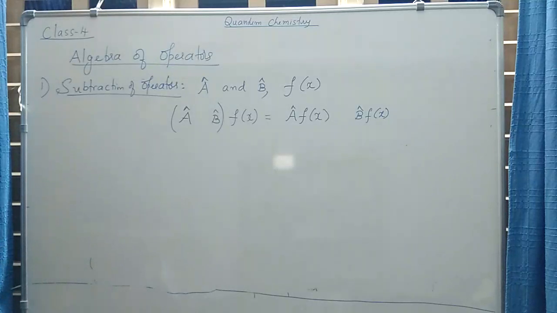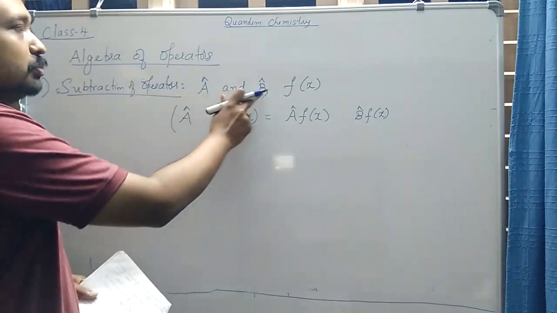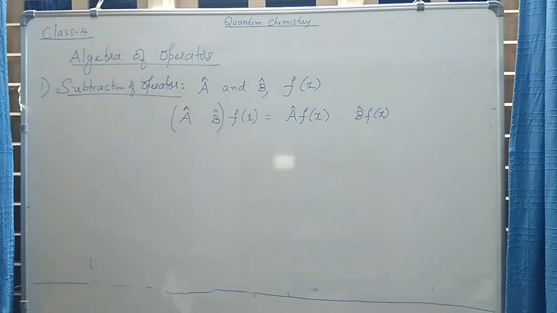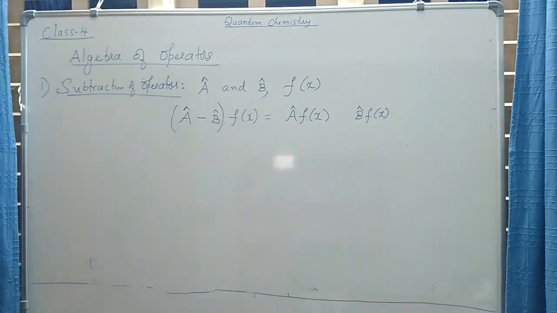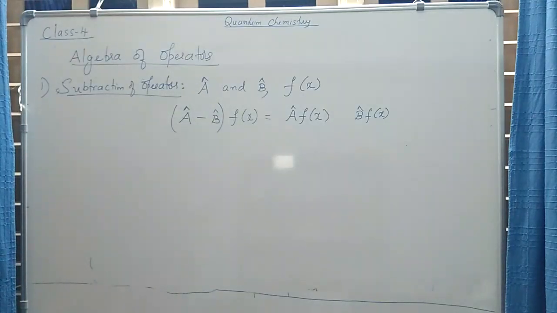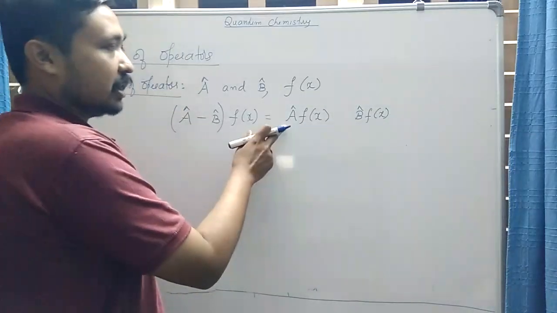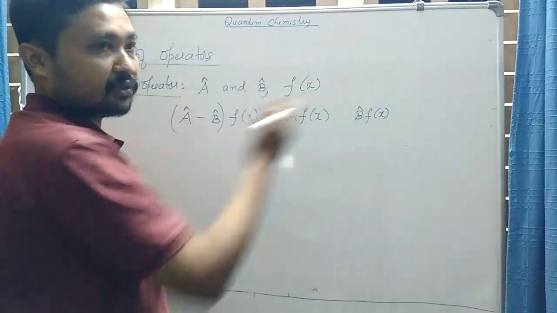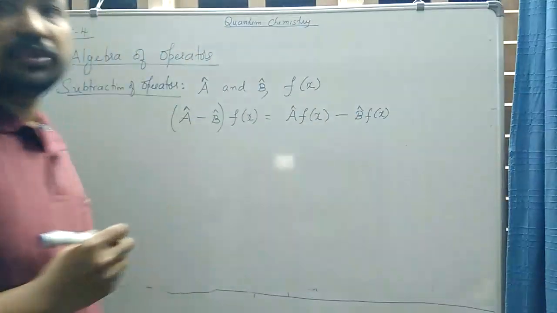The subtraction rule is very much similar to the rule of addition. If I have two operators A and B and a function f of x, and I first subtract the two operators, A minus B, and then apply it on the function f of x, it would give the same result as if I had applied A on f of x and B on f of x, found the results, and subtracted one from the other.